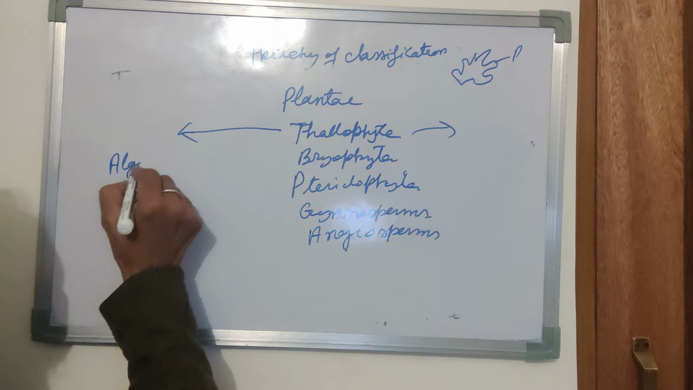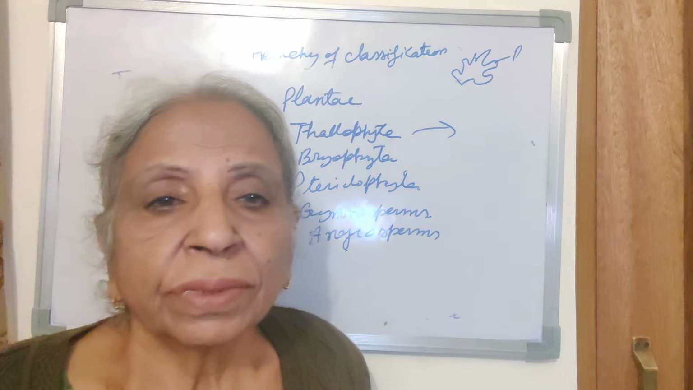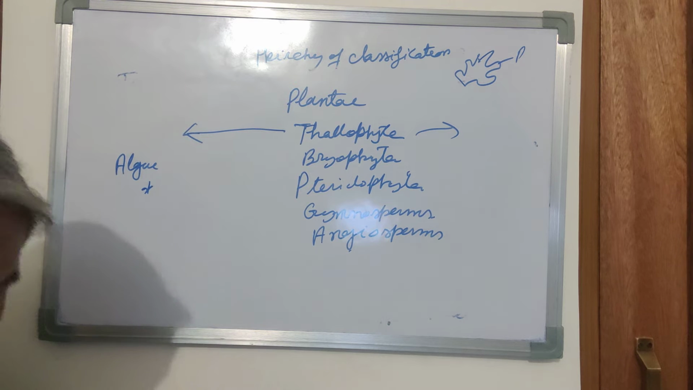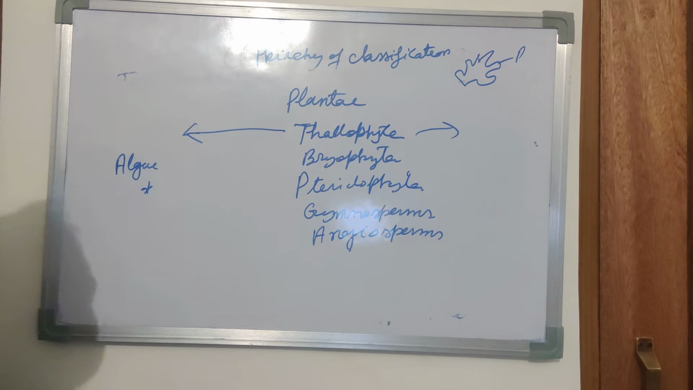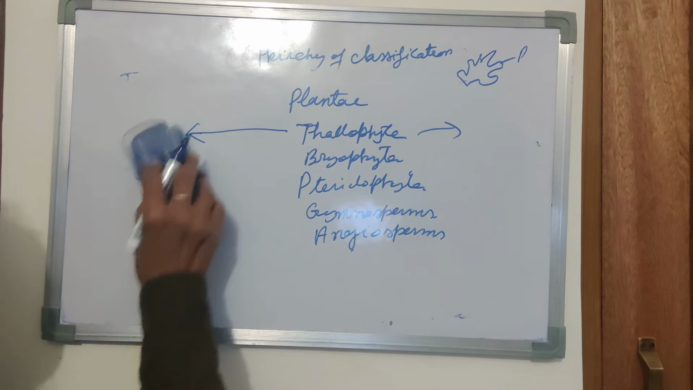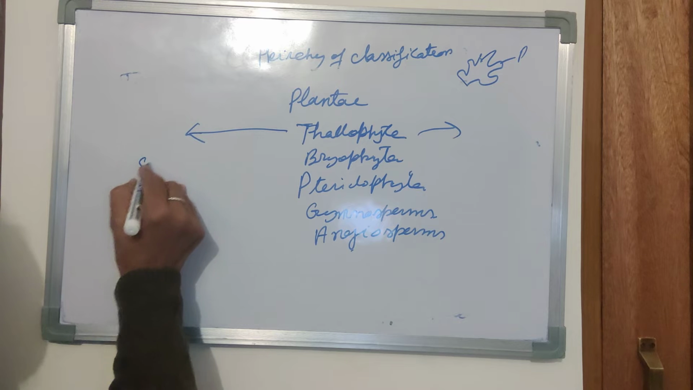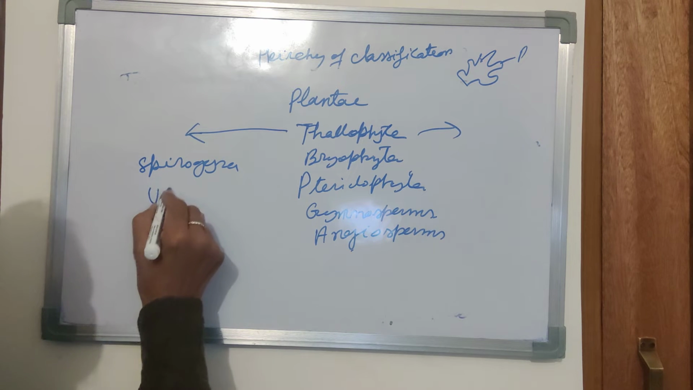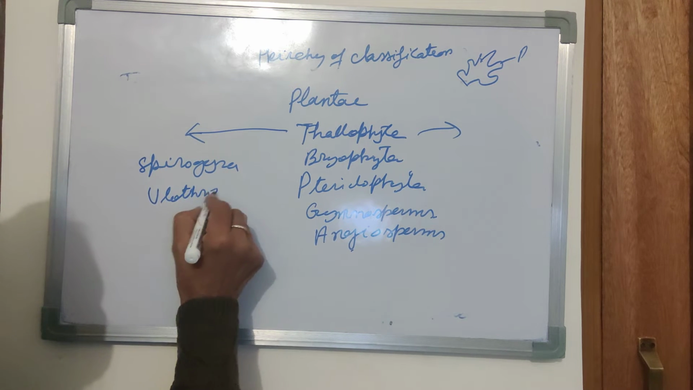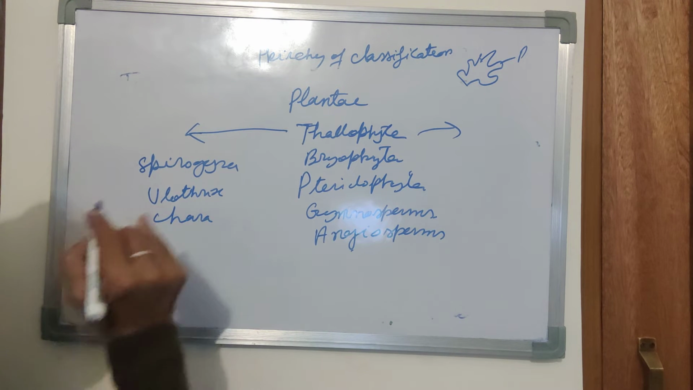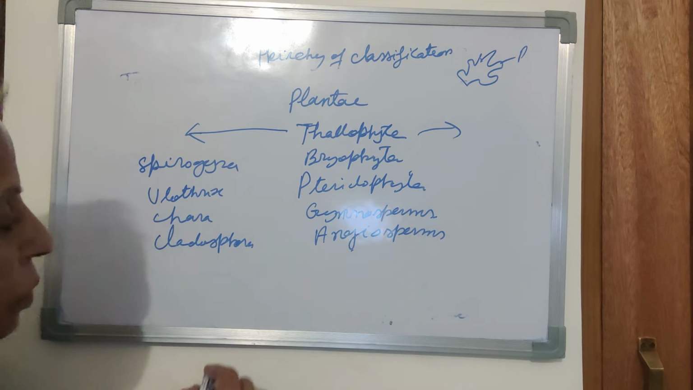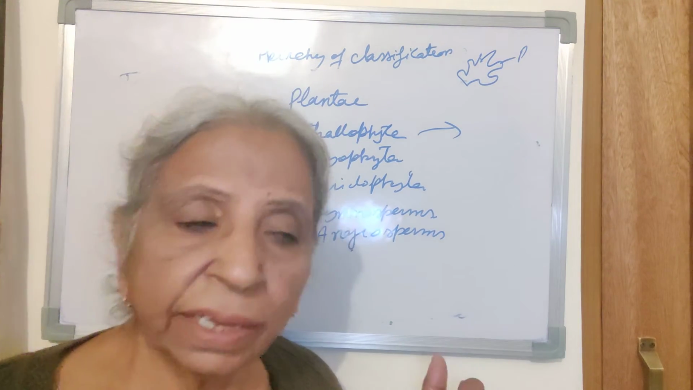Examples of Thallophyta are algae, multicellular algae, that is Spirogyra, Ulothrix, Chara, Cladophora. So these are all called algae.